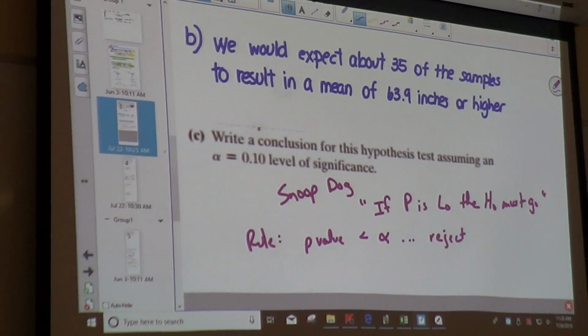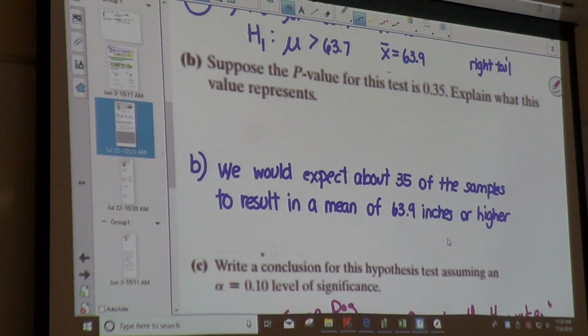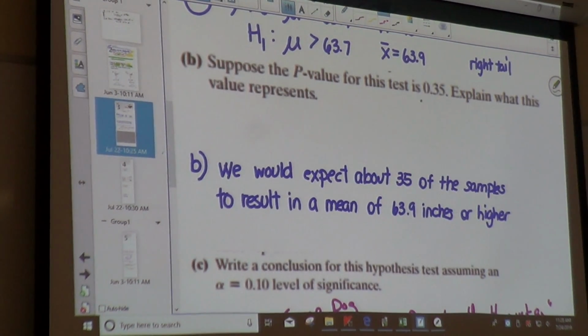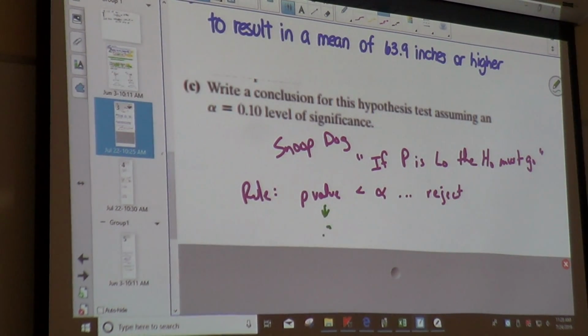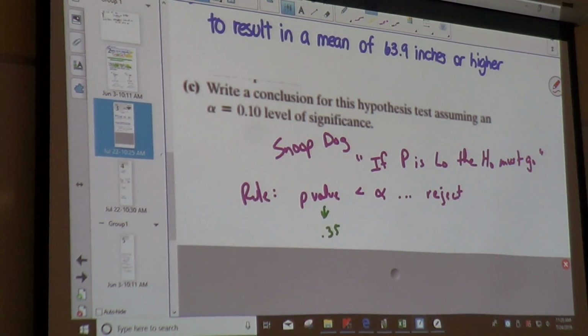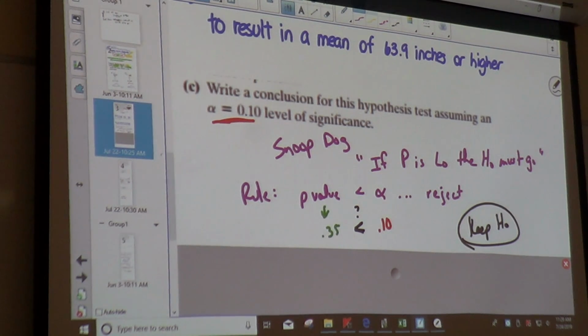So for this problem, what was my p? My p is 0.35. So my p-value is 0.35. What was my alpha? 0.10. So is the p less than alpha? No. So does the H naught go? We keep H naught. We do not reject it, we keep it.